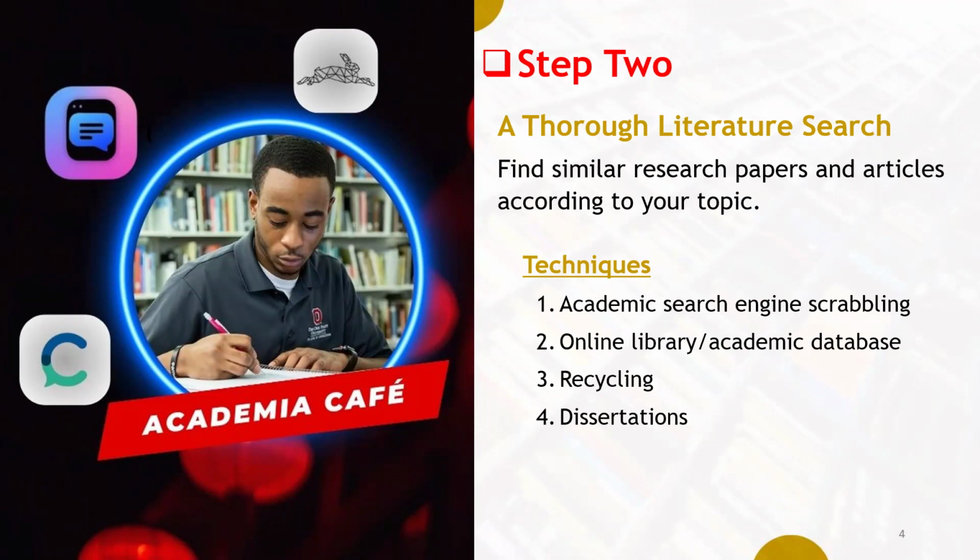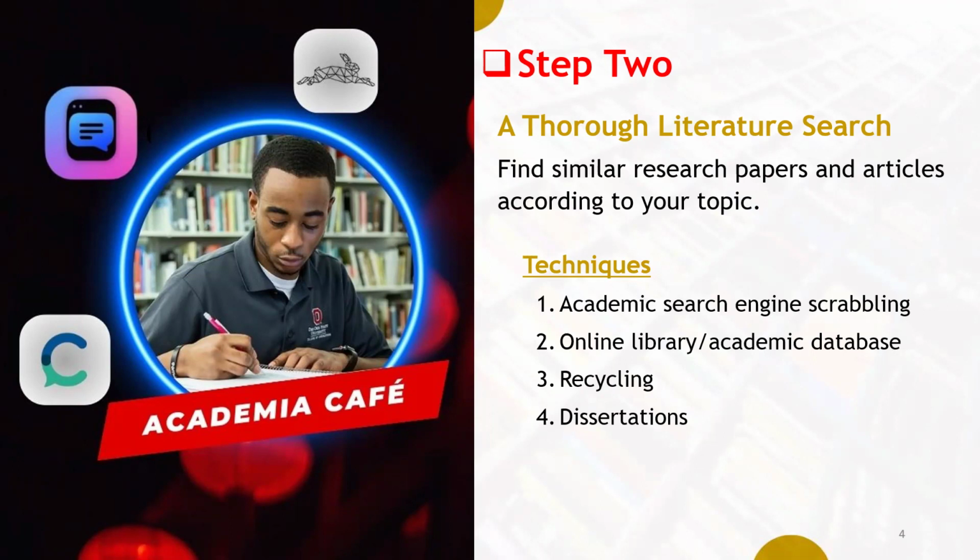So step 2 is getting into these academic search engines and having a dig through all of the literature that is there. A good way to identify which literature is relevant is to read through the abstract. By the way, a challenge you might encounter while using academic search engines is that some of the papers might not be free to download. And that brings us to technique number 2, online library or academic database.